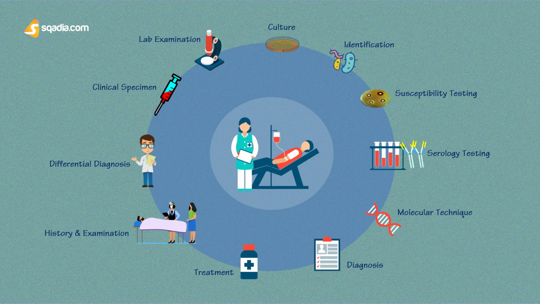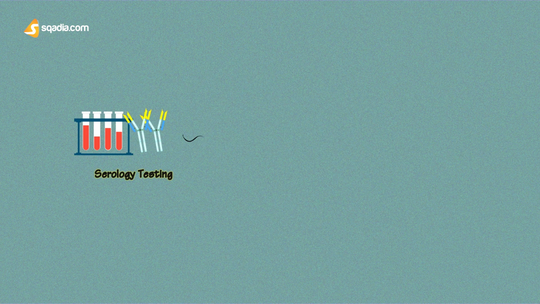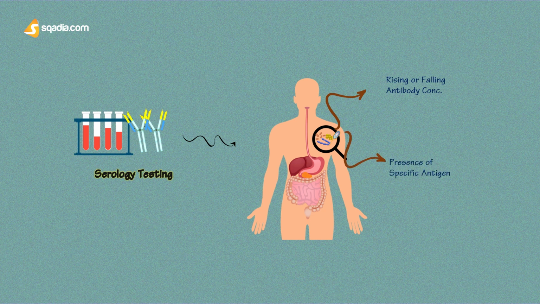Now let's find out about the techniques used in serology. An infection can be diagnosed by detecting the immune response to the pathogens, for example, by the detection of rising or falling antibody concentrations more than a week apart, or by the presence of a specific IgM or specific antigens. These techniques are used for organisms that are difficult to grow, such as viruses, for example, HIV or hepatitis B.